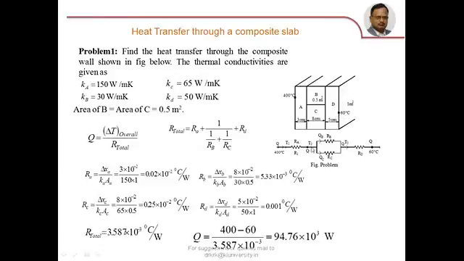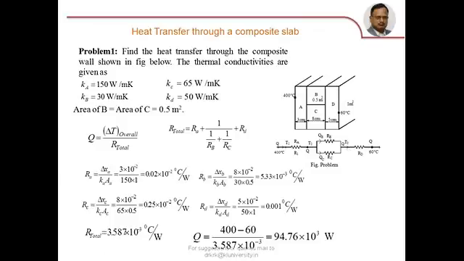Now, how to find T2? Think over it. I want to determine this face temperature, T2. How? By considering the heat flow along only one resistance. Q is equal to T1 minus T2 by RA. That's all. You know T1, you know Q, you know RA, so you can determine T2.